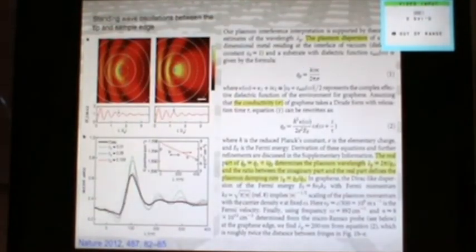So now we talk about how it works. This is actually a simulated profile in the edge. So the tip is located here. You launch certain plasmons that reflect at the edge, so you get a standing wave. Here is the profile of this standing wave. Basically, plasmon dispersion is described by this formula, and it's related to the dynamic conductivity of graphene. The real part of this dispersion determines the plasmon wavelengths by this formula. And the ratio between the imaginary part and the real part defines the damping rate of the plasmon.